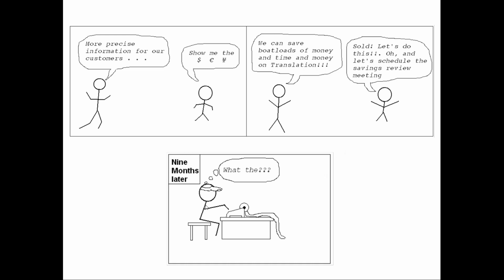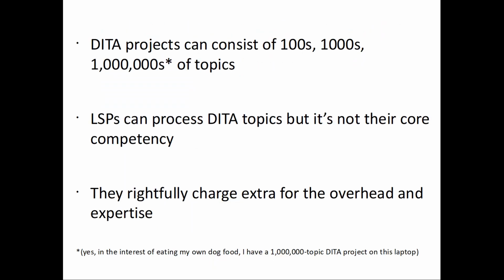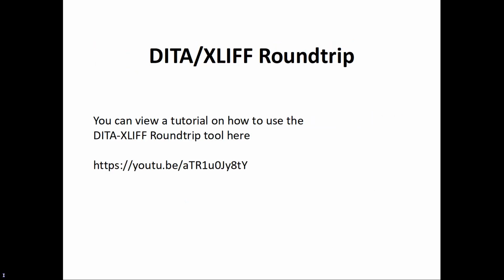Nine months later, we look into the cost of doing the translations, and we think, wait a second, that didn't pan out the way we wanted it to. The problem is that DITA has hundreds or even thousands of files, and they can be tedious to translate one by one. We talked about this example in a previous class. Projects can consist of hundreds, thousands, or even millions of topics. Localization service providers can process DITA topics, but that's not necessarily their core competency, and they rightfully charge extra for the overhead and the expertise.